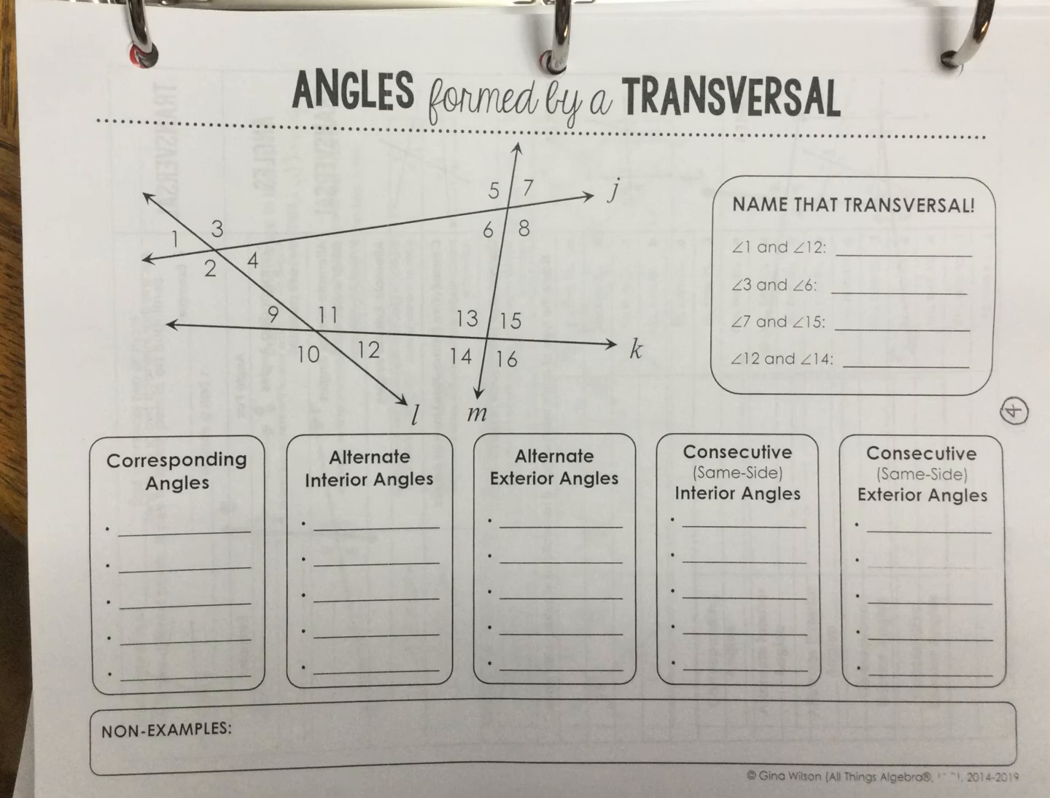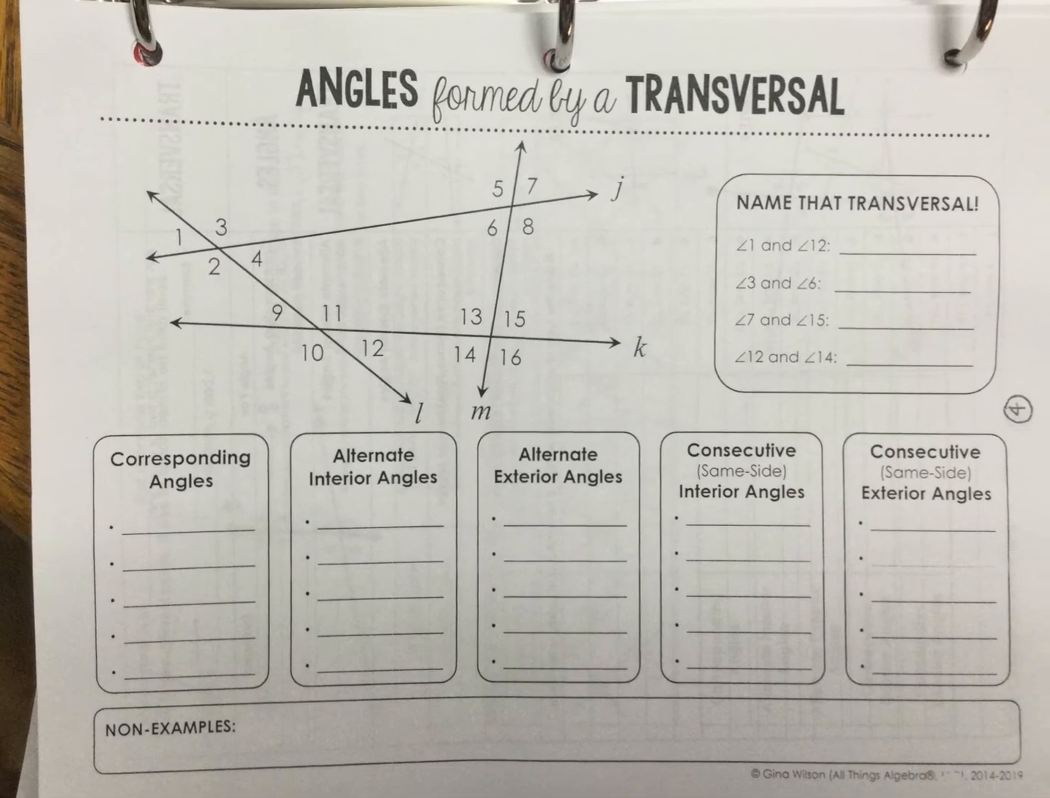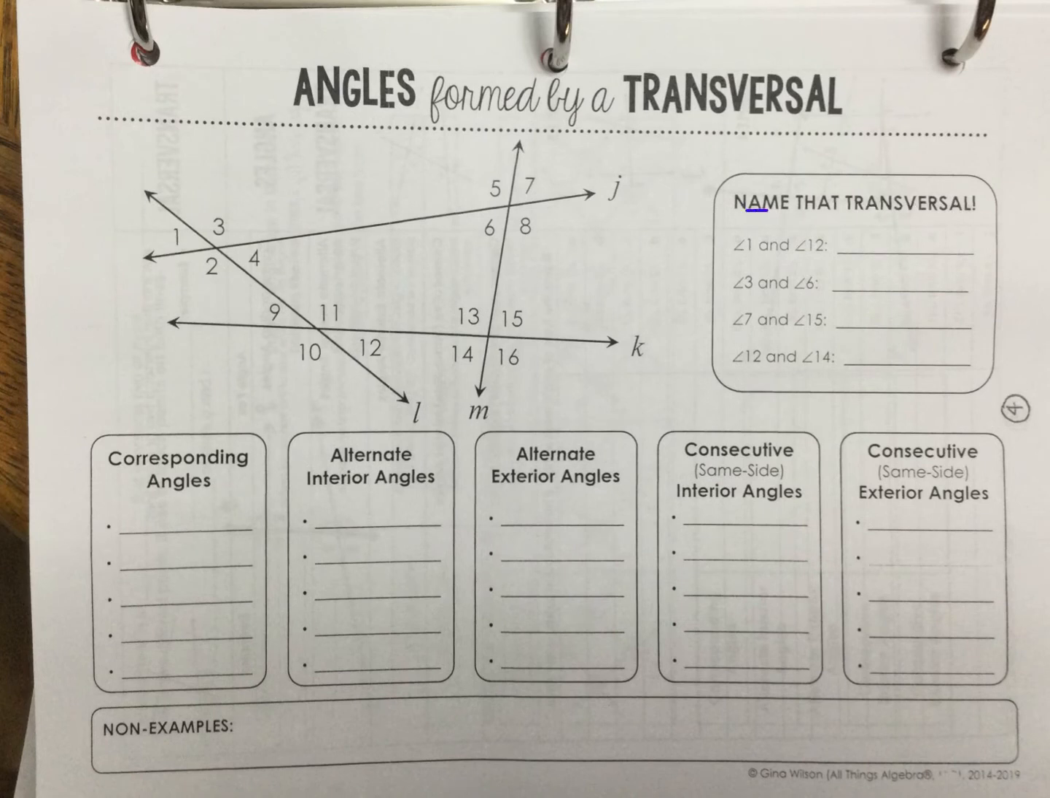We are going to do 3.1, page 4 together. So the first thing we're going to do is this box right here. It says, name the transversal. If I'm looking at angle 1 and angle 12, I see that they're both touching line L. So the transversal is line L.